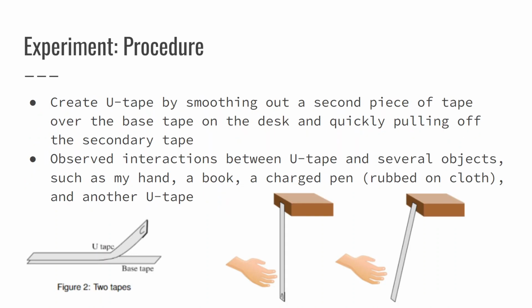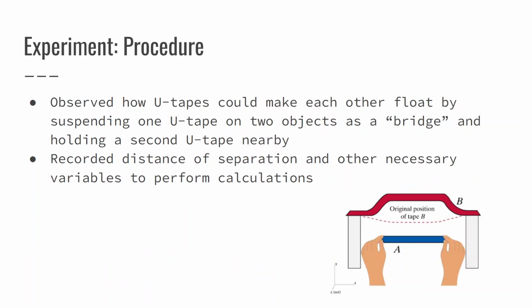Now, the procedure is to create the U-tape by smoothing out a second piece of tape on the base tape and then pulling it off, and then observing interactions between the U-tape and several objects, such as a hand, a book, a charged pen, and another U-tape. The second part of the lab is observing how U-tapes could make each other float by suspending a U-tape on a bridge, and then recording the separation distances and other necessary variables to perform some calculations.